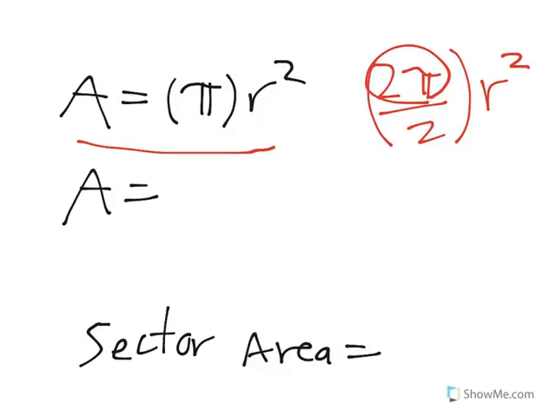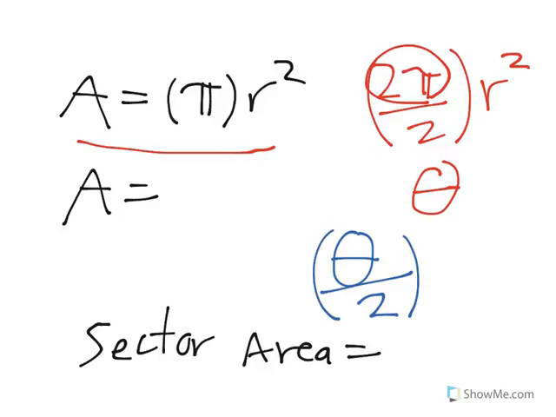Now if we don't want to use a full circle, we just want to use a certain amount of an angle, we can just substitute 2 pi for theta. This means that our sector area equation will become theta over 2 times r squared.